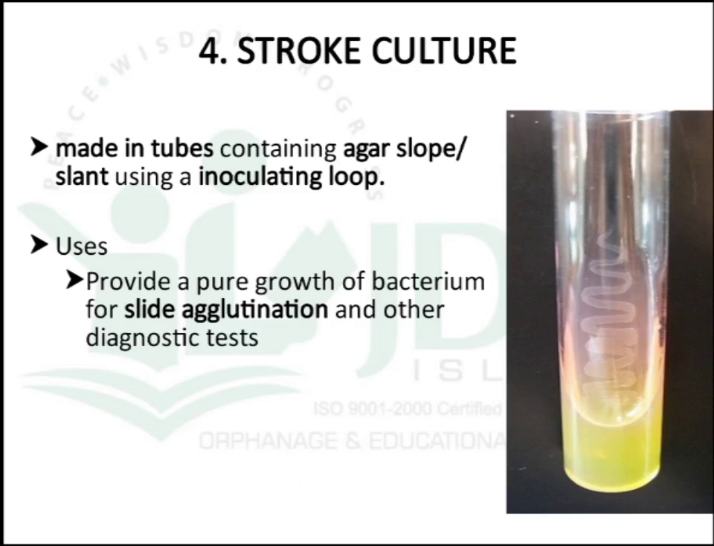Stroke culture method. These are made in a tube or agar slant using an inoculating loop, same as the streak culture method. These are used to provide pure culture of bacterium for slide agglutination as well as for diagnostic tests. So that is the fourth one, the stroke culture method.